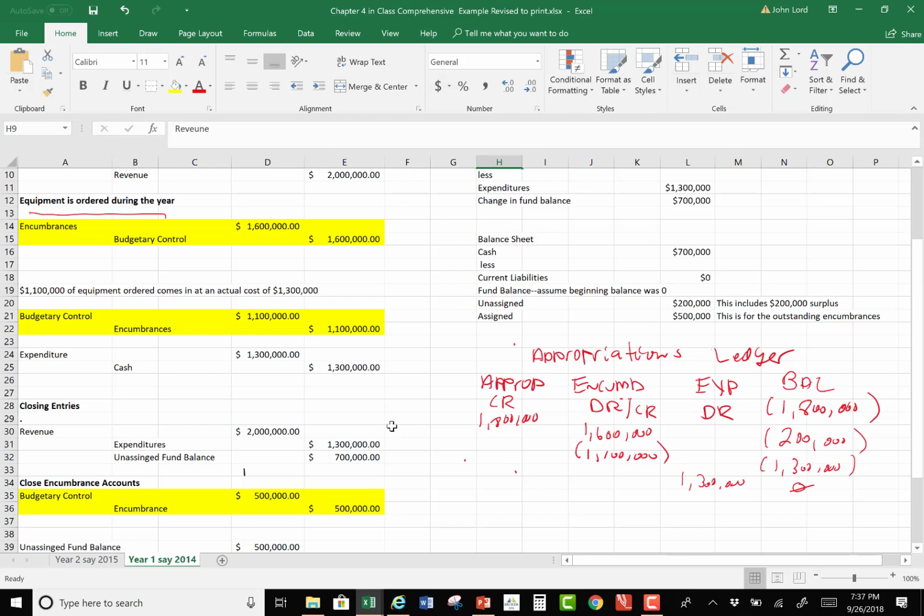Right here, my closing entries. I'm going to debit my revenue, 2 million. Does that close that? I'm going to credit my expenditures. That closes that, and I have an unassigned fund balance of 700,000, don't I? Okay. Then what? This is very important right here now.